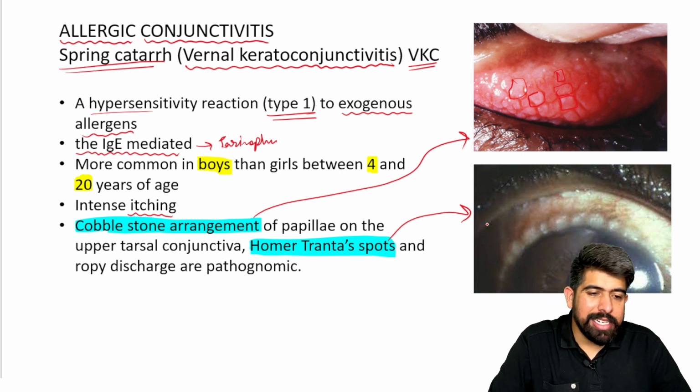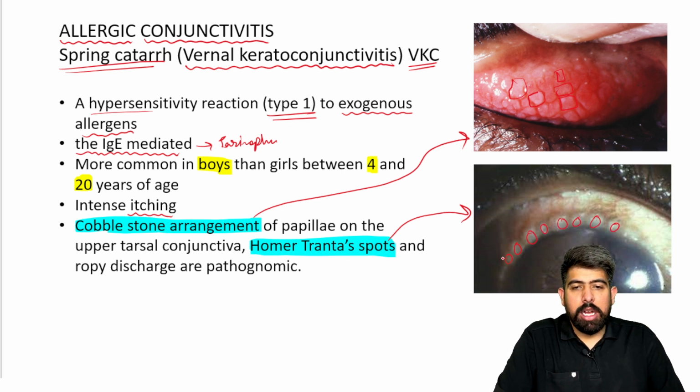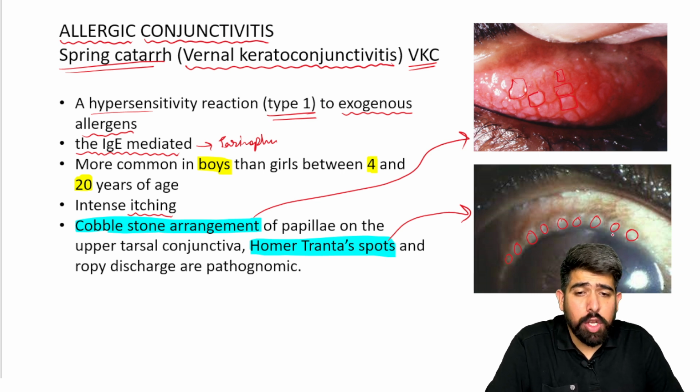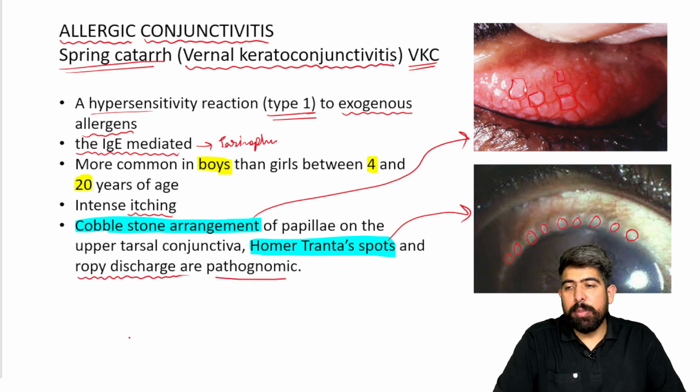Although we have the second thing on the other side: we have round-shaped follicles on the upper tarsal or the upper limbus. You can see on the upper limbus, and this is known as your Horner-Trantas spot. This is also seen in the case of vernal keratoconjunctivitis, VKC. Next, the patient will be having ropey discharge in this condition.